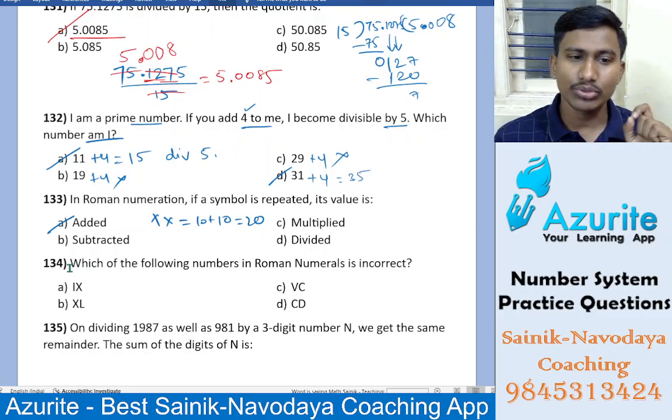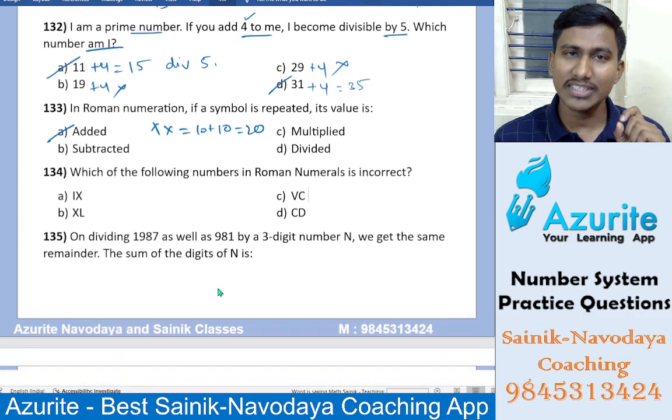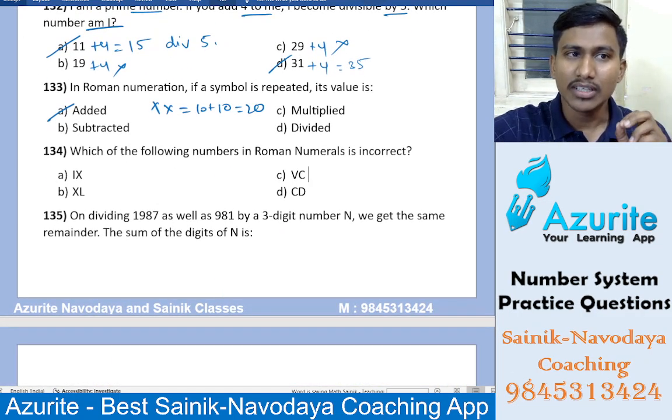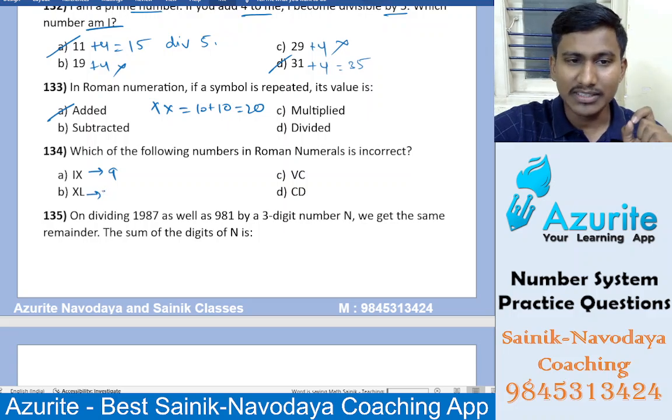Now 134 here. Which of the following numbers in Roman numeral is correct? So which is correct? We know 9, that is correct, right? Here XL we can write, that is 50 minus 10, 40 here.